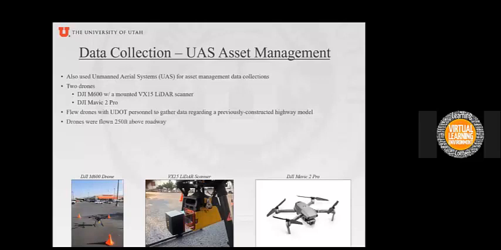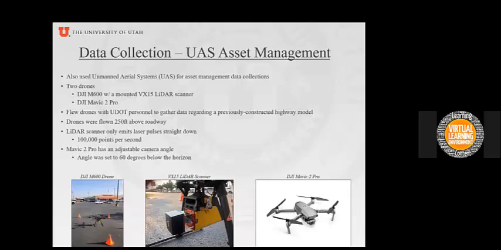The drones were flown 250 feet above the roadway, and it wasn't directly over the roadway. You're not allowed to fly these drones over active traffic. So these drones were actually flying over the medians of the roadway, not over any active traffic. The LiDAR scanner only emits laser pulses straight down from the scanner. If you look at this image in the center, this little glass box is where the LiDAR points come out of. You can see that it can only shoot down and up from this glass box. It can't really angle outwards. But the Mavic 2 Pro has an adjustable camera angle, and we set that angle 60 degrees below the horizon. I'll talk a little bit later about why these angles are important.